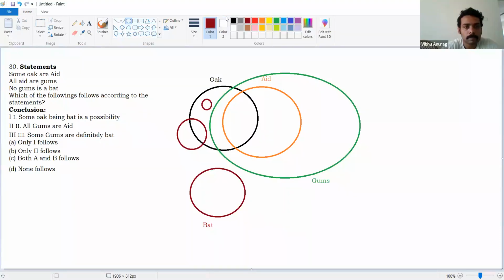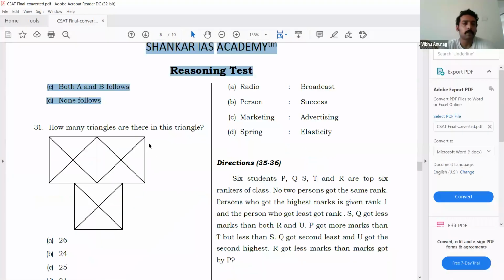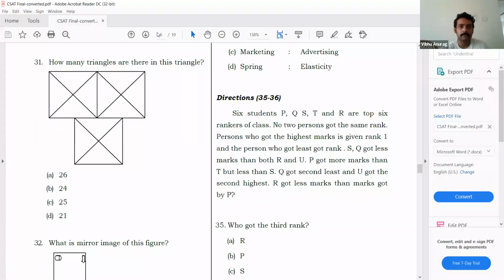Fine. See question 31. Are we back to the PDF? Yeah. How many triangles? First count the small ones. In this square, you have 1, 2, 3, 4 triangles, and the same for all the three. So you have 12 triangles.